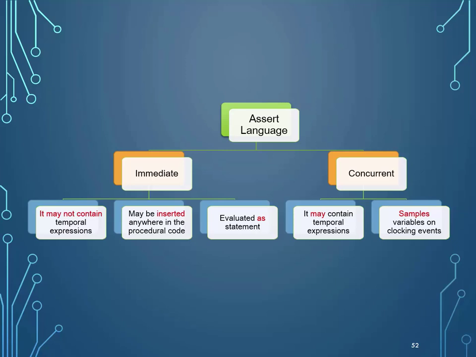And concurrent assertions might contain temporal expressions, and this is one of their most important features, because they contain variables that are going to be sampled. As our colleagues from the first part of this tutorial stated, you need to be careful about when the signals must be sampled, because you need a clocking scope for the checking.